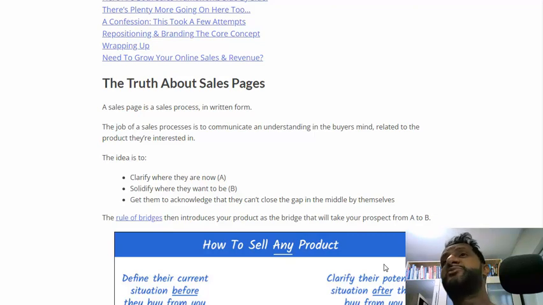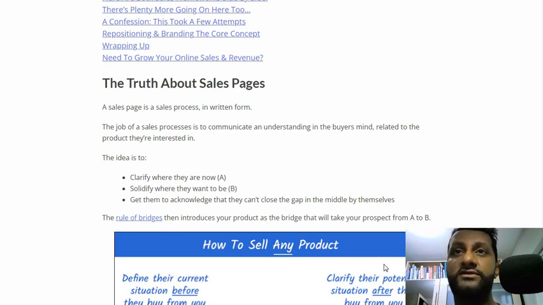So the truth about sales pages is that a sales page is just a sales process in written form, okay? And any sales process, whether it's on the phone, or on a screen, or whether you're selling face to face with a live sales team, a live salesperson, the idea is to basically do three things, okay?